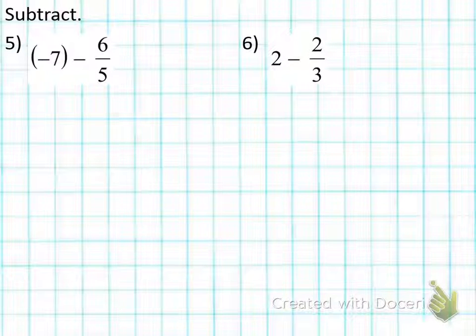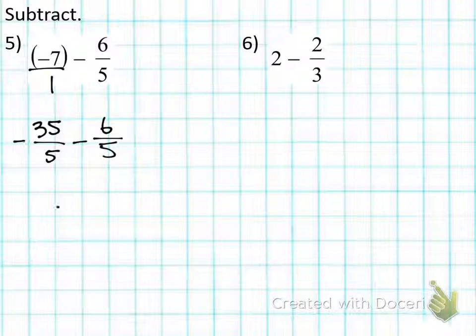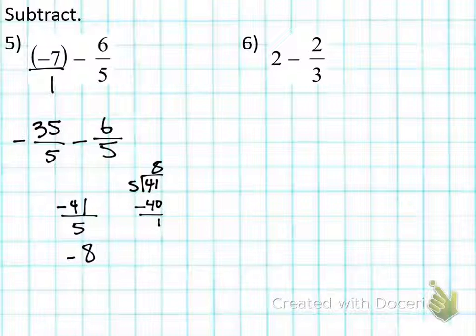Number 5, you should have the following. You have the common denominator of 5. 2 of the same team becoming negative 41 over 5. Doing a side problem, you get the answer of negative 8 and 1/5. Okay, so that's number 5.